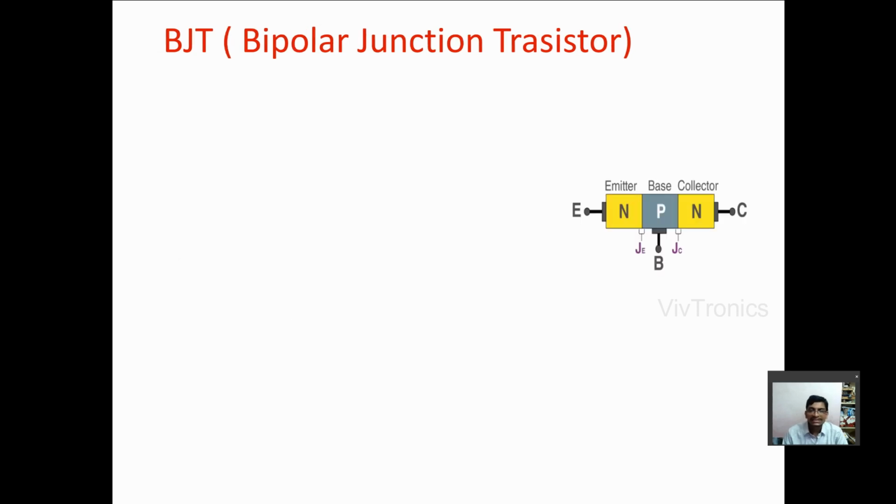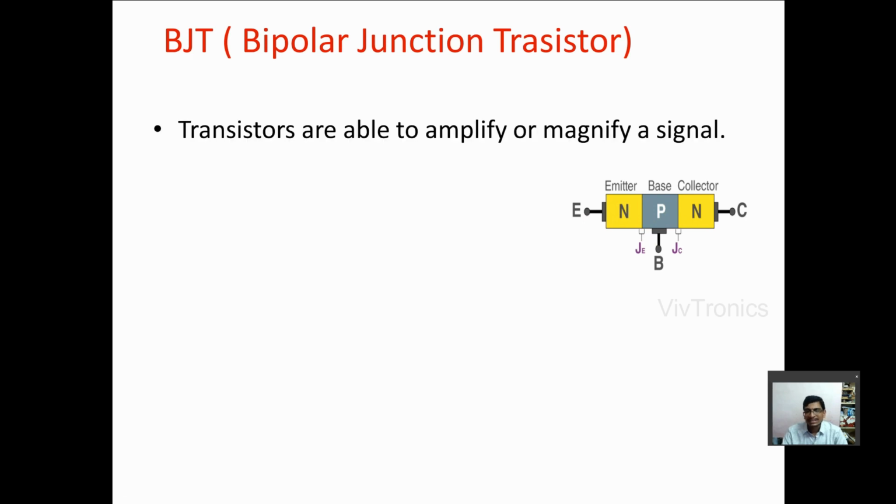Let us see the regions of the bipolar junction transistor. The three regions here are the emitter region, base region and the collector region. Here, the base is lightly doped and the area of the base is very small, the emitter is heavily doped and the collector is a moderately doped region. And we know that transistors are able to amplify or magnify signals, so these are used as amplifiers, and the BJT is a current controlled device.